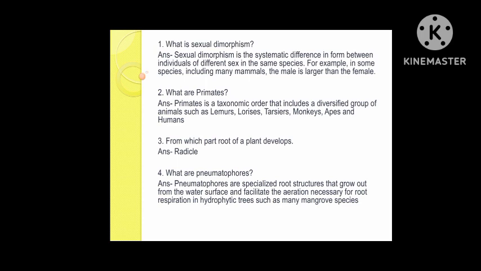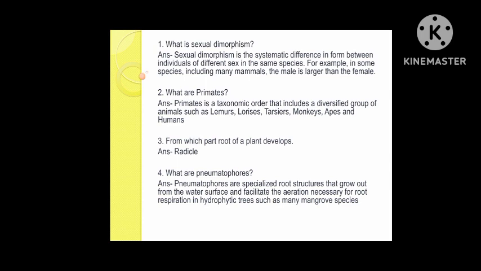Number 2. What are primates? Primates is a taxonomic order that includes a diversified group of animals such as lemurs, lorises, tarsiers, monkeys, apes, and humans. Number 3. From which part does the root of a plant develop?